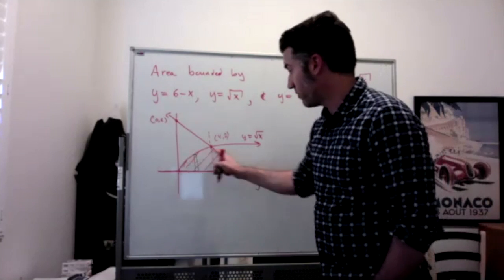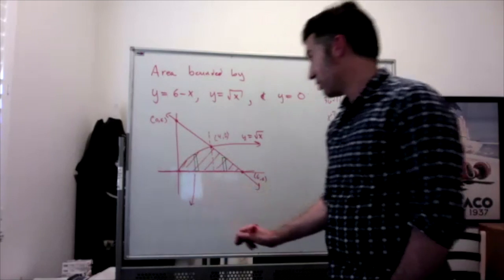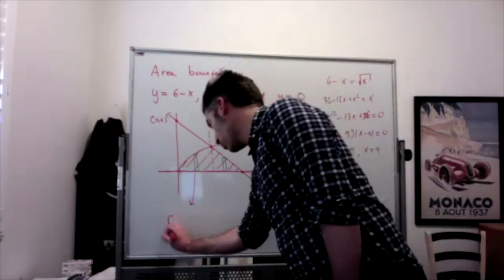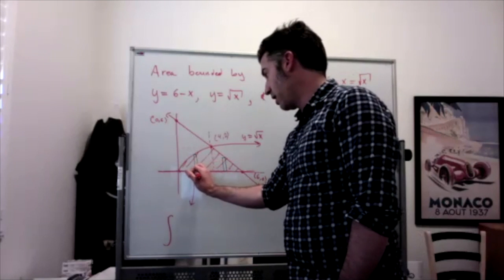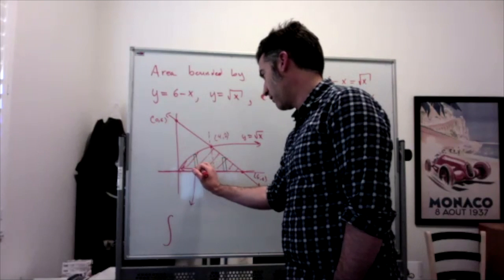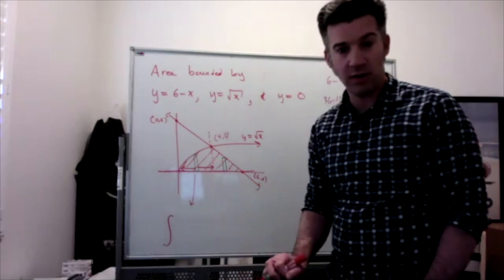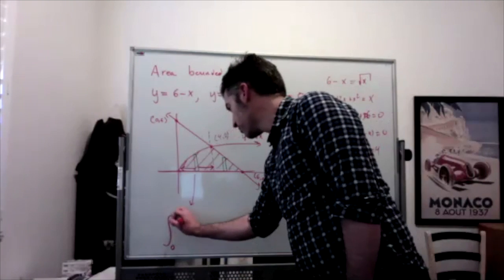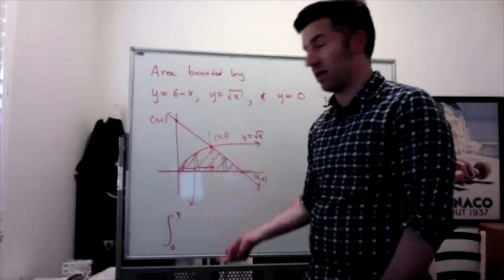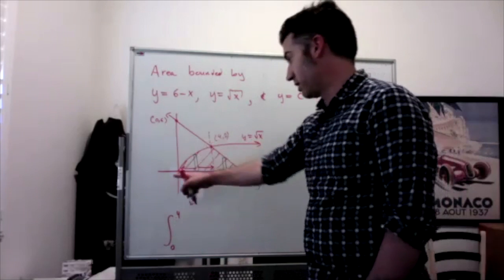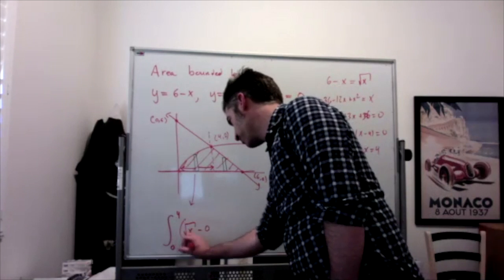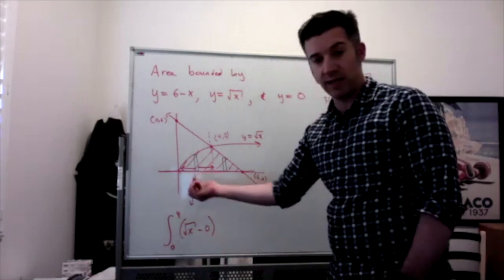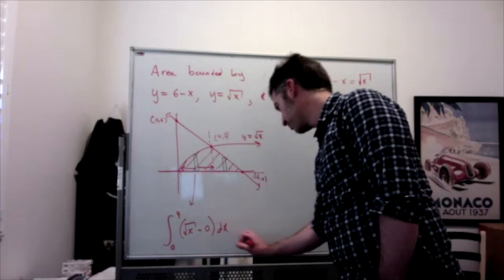So for this first region here, the area is going to be the integral from 0 to 4, because we're thinking about how far left and how far right that rectangle can go. The height of that rectangle is the top function minus the bottom function, which is the square root of x minus 0. And the width of that rectangle is dx.